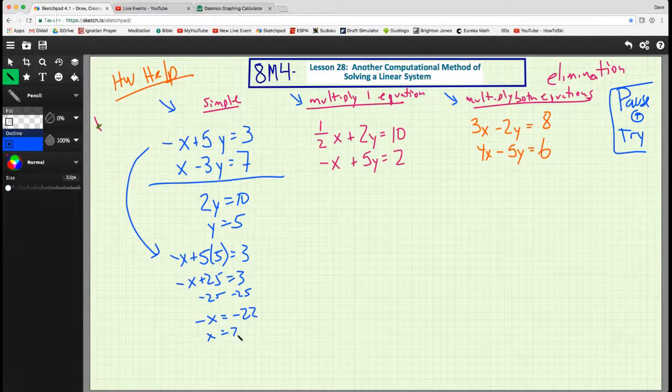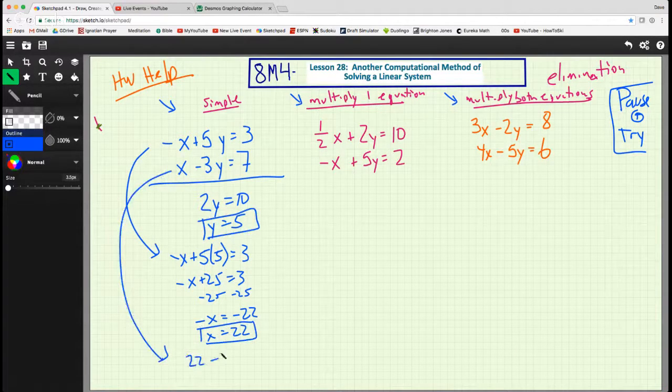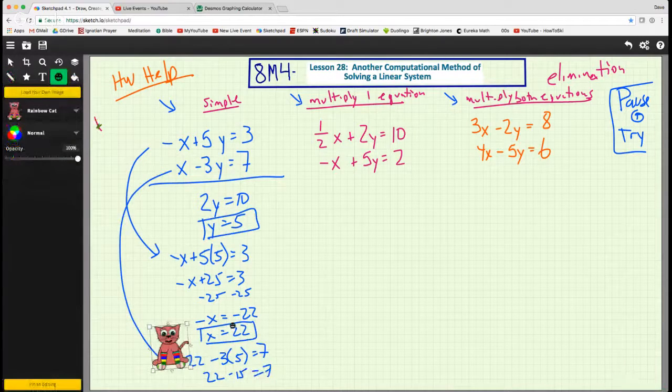And then substitute. Now we know that y is 5 and x is 22, so let's substitute into the second equation to verify that we have the right answer. And indeed, it looks like we do, because 22 minus 15 does equal 7. And that's a happy cat. Wrap it up.